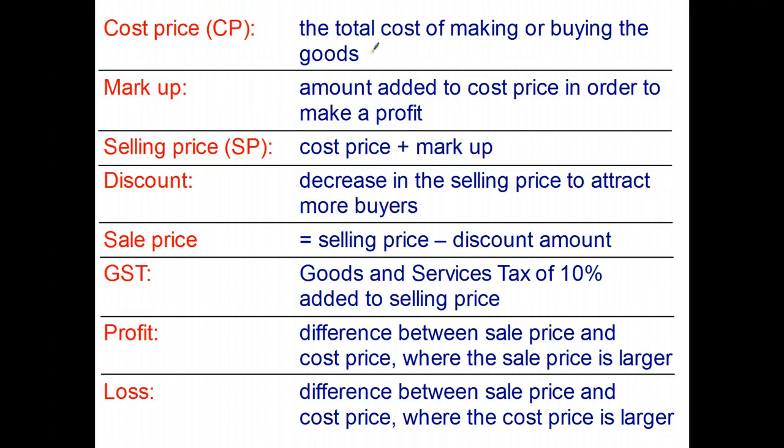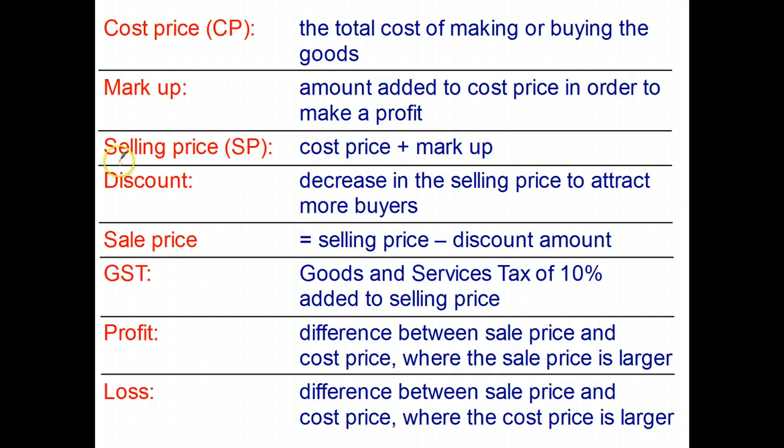So for example, a retailer might decide to purchase a laptop to sell for $400, and that $400 is called the cost price. Now he has to make a profit out of this, so he then adds a markup. And the markup is just the amount added to the cost price in order to make a profit. So he might decide to add $200 to the cost, and therefore he's going to come up with a selling price of $600, which is the cost price of $400 plus the markup of $200.